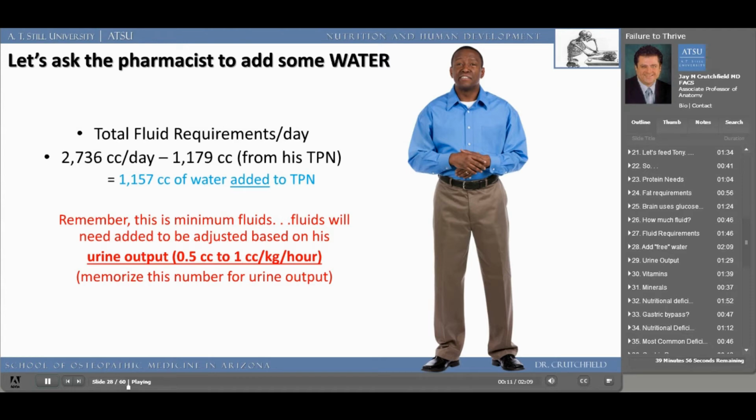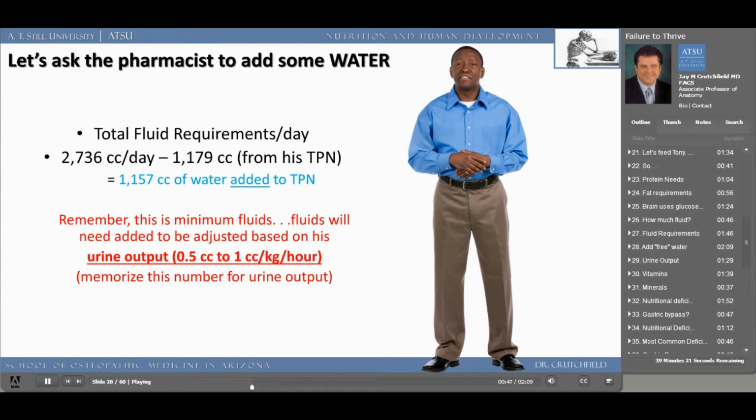Don't forget that in addition to nutrients, people need fluid and water. And because he has no intestines, we're going to have to provide that for him too. So his total fluid requirement per day is about 2,700 cc's, of which he's going to get 1,180 from his TPN. So in order to bring it up, we're going to have to add 1,157 cc's of water to his TPN, and then run that over 24 hours, assuming that he is not losing water any other way.